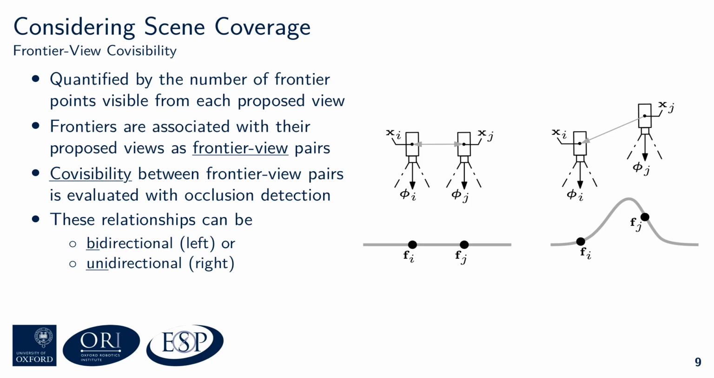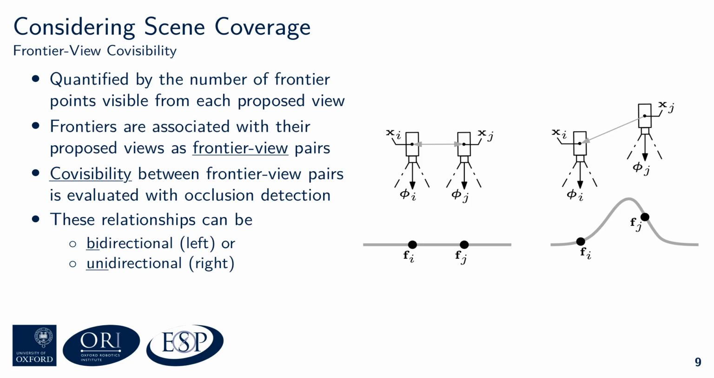This can be quantified by determining the number of frontier points visible from each view. The visibility of a frontier point from a view is evaluated using the occlusion detection method. Every frontier point is associated with the view proposed to observe it, and they can be represented together as a frontier view pair. If a frontier point, Fi, is visible from the view associated with another frontier, Fj, then the frontier view pair Mi is said to be co-visible from the frontier view pair Mj.